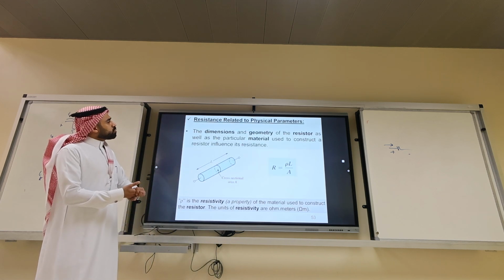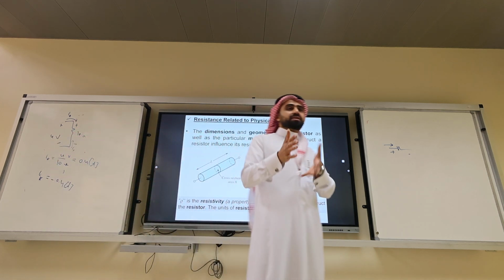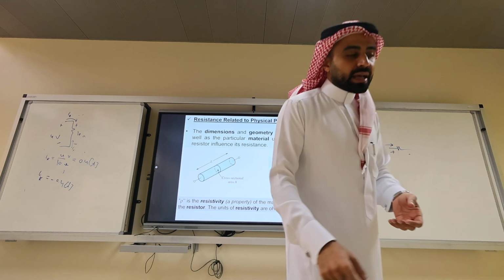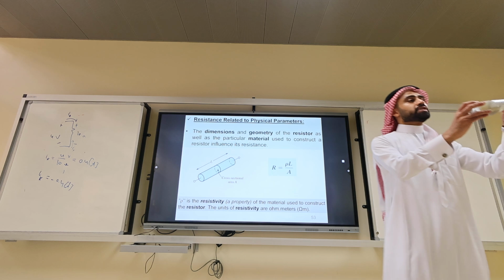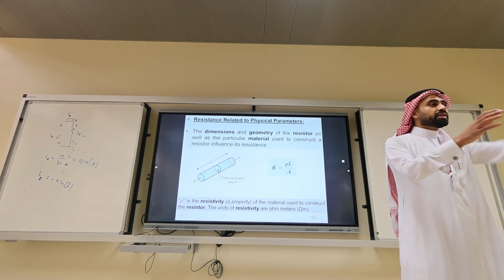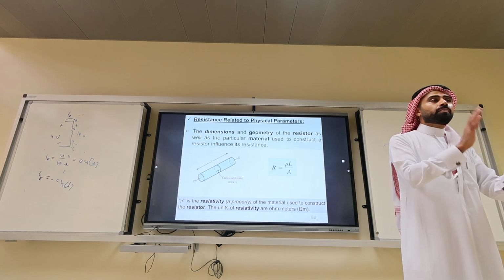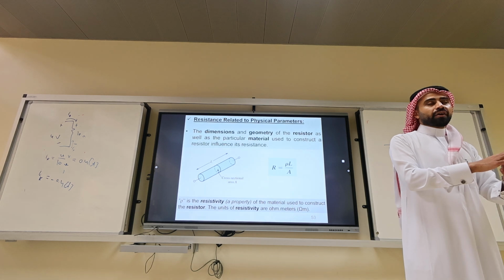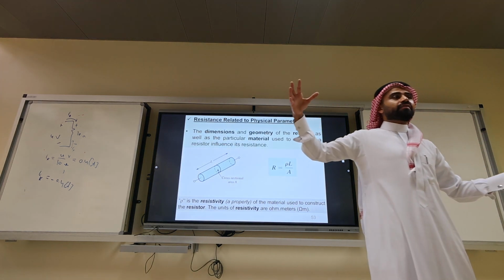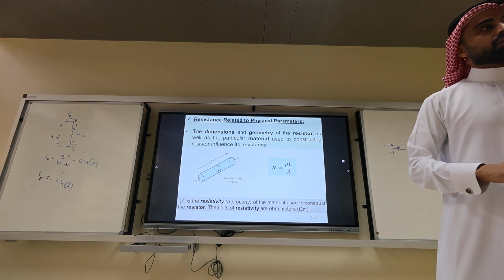Now what's the difference between resistivity and resistance? So I can tell the resistivity of glass is a constant feature. We have it in chemistry department. The resistance is how big this water bottle is. Get it? If I have a huge water bottle, it will have different resistance.